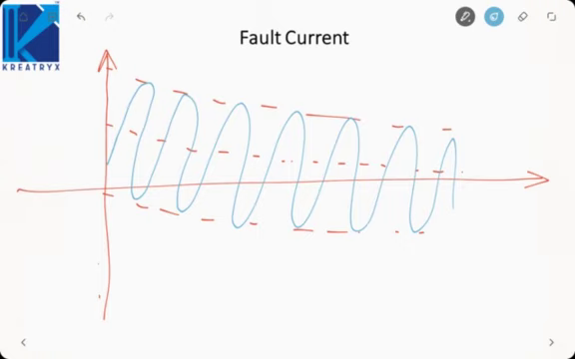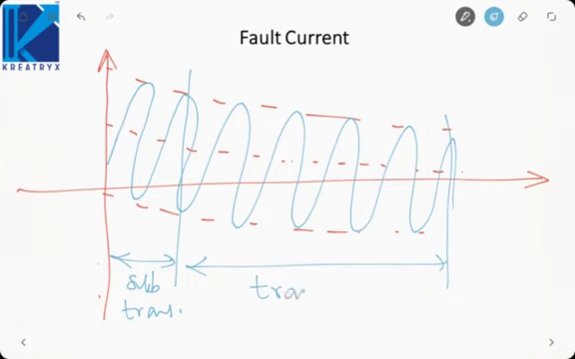Now the initial 1 or 2 cycles of the fault current is called the subtransient period. Then some more cycles, 3 to 5 cycles, is called the transient period. And once the DC offset current is almost 0 and the steady state current settles down, it will be called the steady state period. Then the waveform will be symmetrical about the x-axis, because the transient would be decaying to 0. Okay. That will be almost at 5 times the time constant, that is 5L by R.